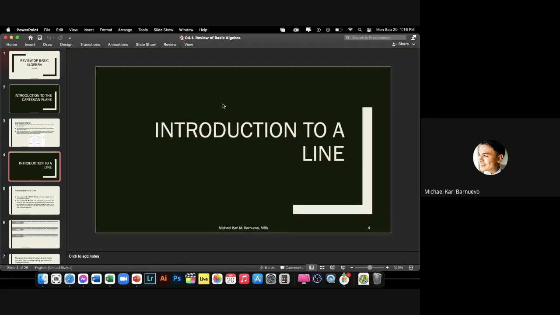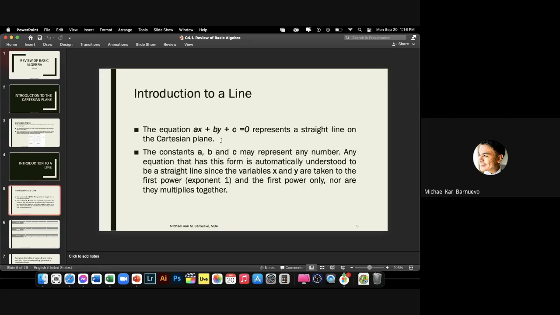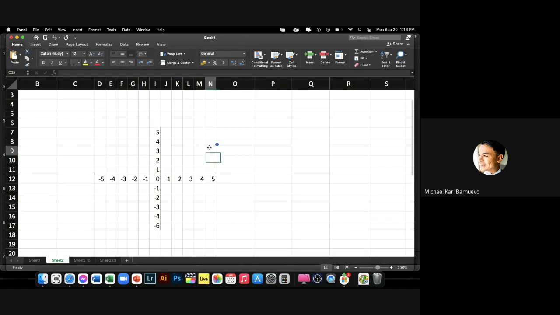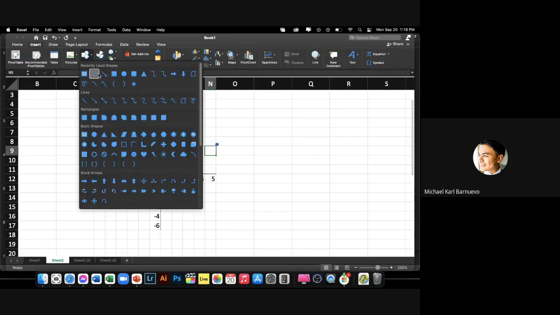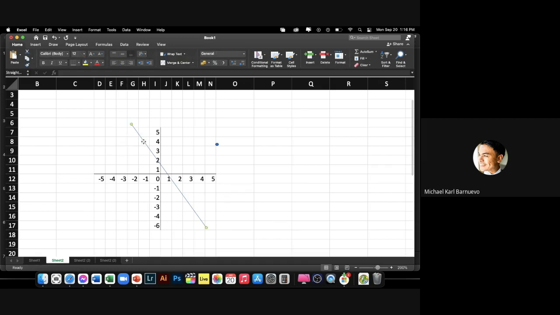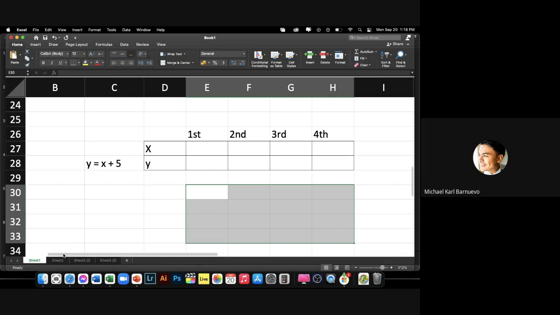So, let's introduce the line. Do you still remember how to plot a line using equations? The equation is ax + by + c = 0. It represents a straight line on the Cartesian plane. What does a line look like? Of course, it's a line. Let's try to draw a line. For example, this is the line. If we try to compute this line, if we try to figure out the formula, we will come up with this formula.